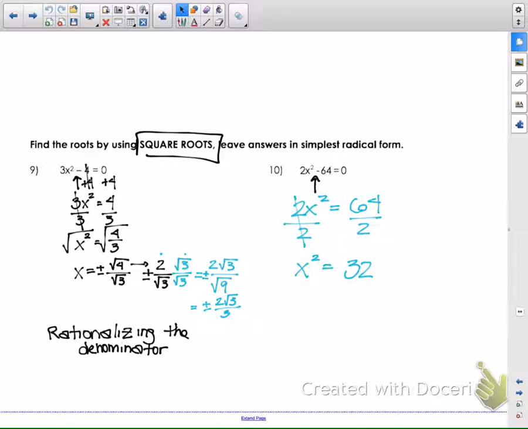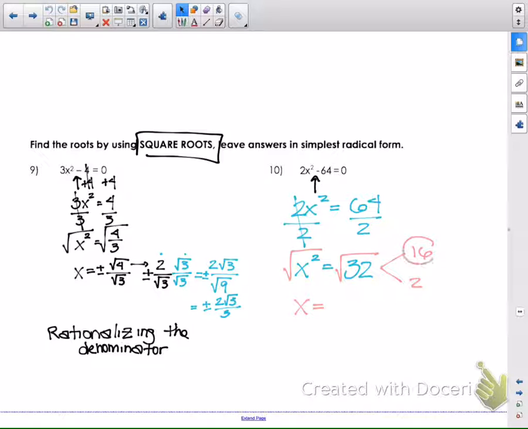If I'm trying to get rid of the x squared and I just want an x as my answer, we just talked about how do I get rid of a squared? I square root both sides. So then we ask ourselves the question, does 32 square root nicely? No, it does not. So we've learned how to do this. We did it with quadratic formula. We think about what goes into 32 that I can square root. 16 and 2. You want to do the biggest one, so we use 16.